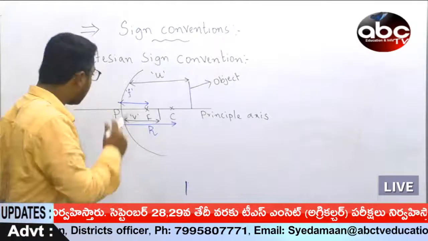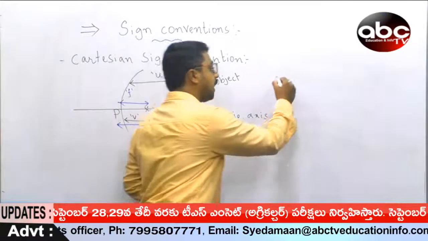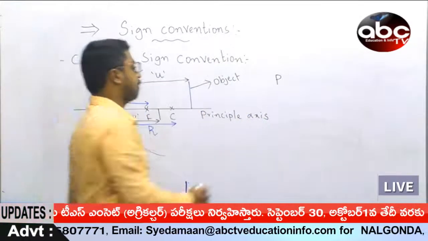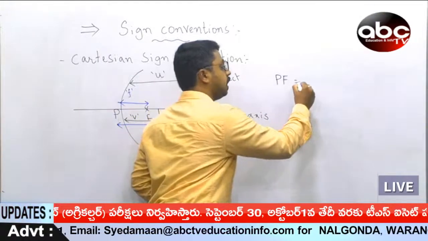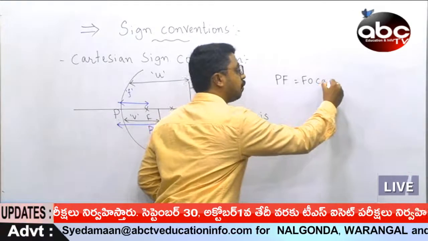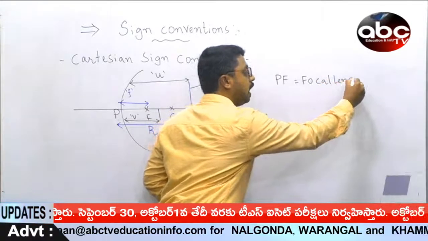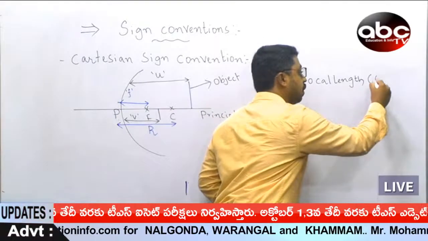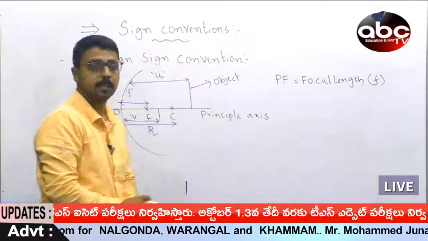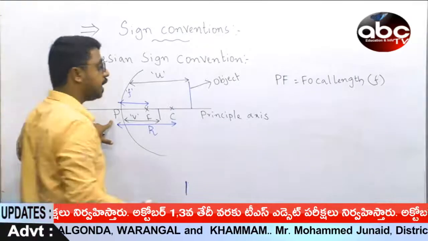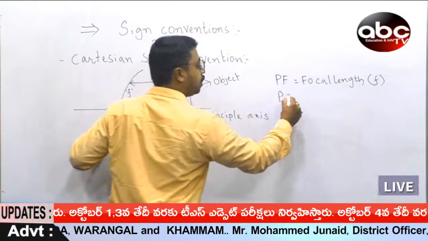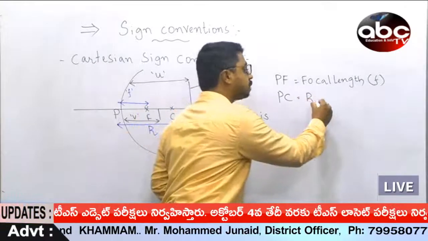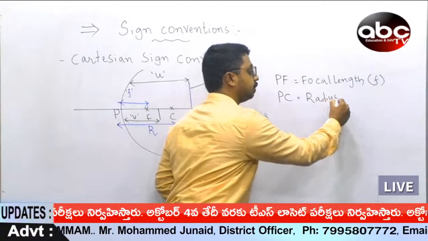So let us understand a few terms from the diagram. P to F is referred to as the focal length, denoted by small f. Whereas the distance between P and C is called the radius of curvature.